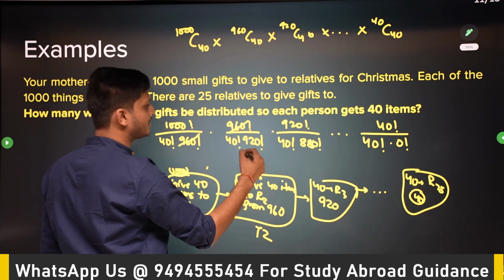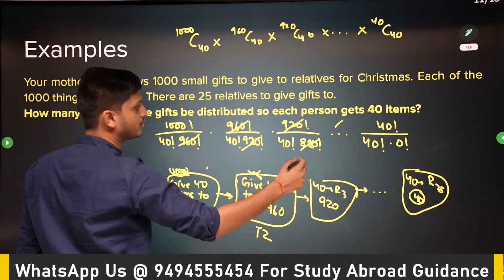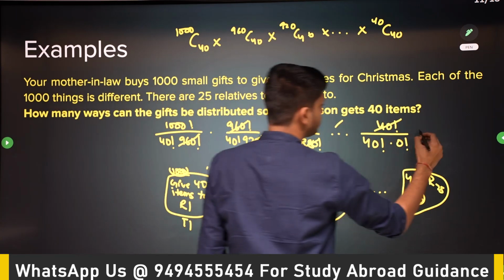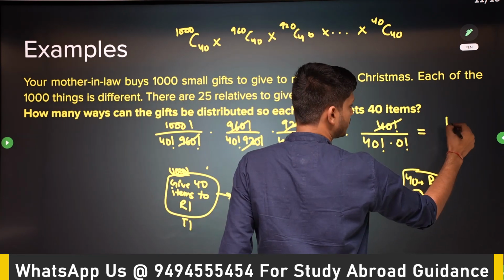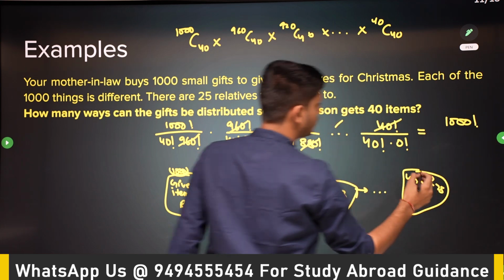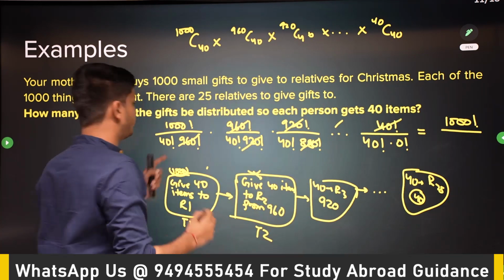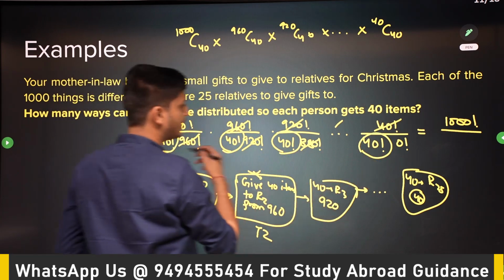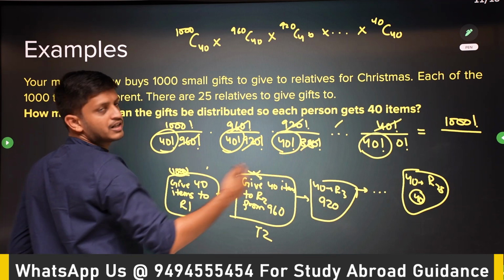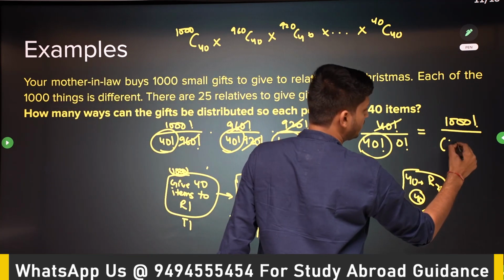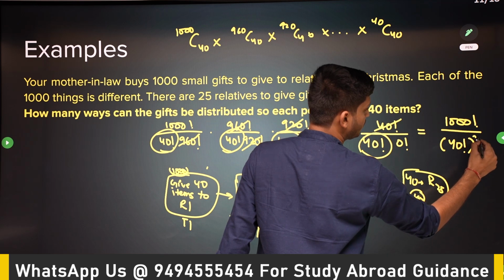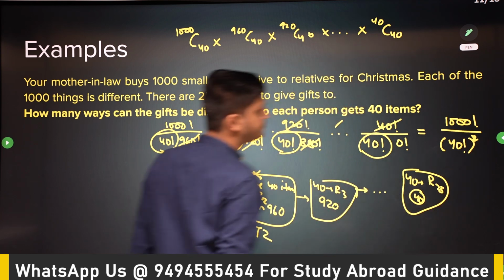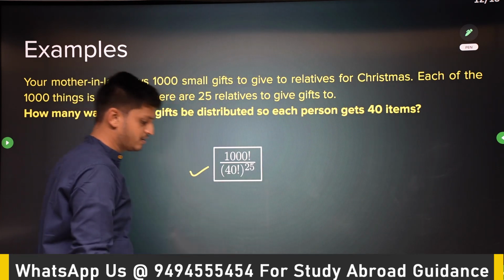This will get cancelled, this will get cancelled, and so on. All the numerators will get cancelled, and in the numerator we will only be left with 1000 factorial. In the denominator, each of these factors leaves us with 40 factorial. How many times? There are 25 relatives, so 25 times. So in the denominator we will have 40 factorial to the power 25. This is your number of ways to do this.